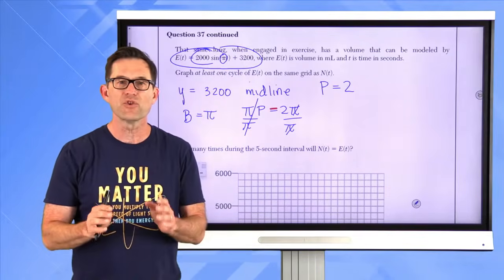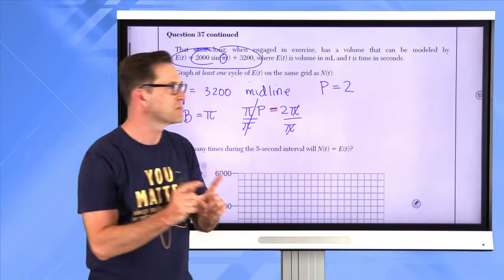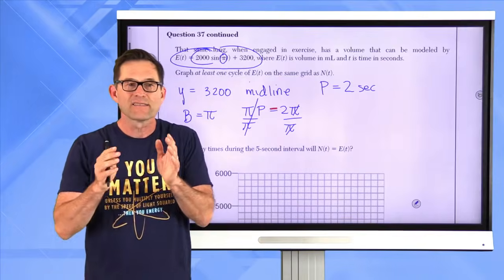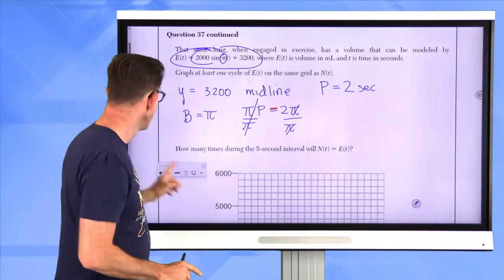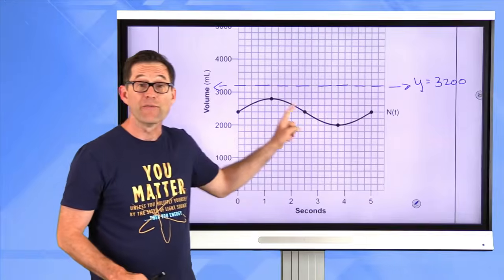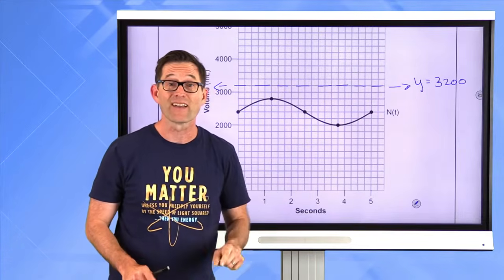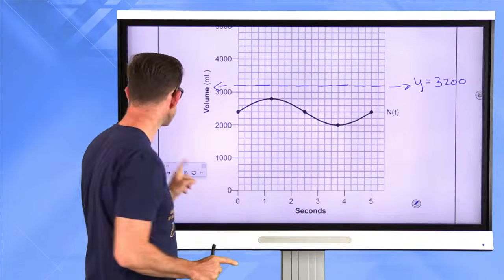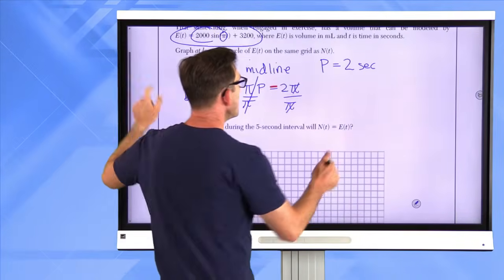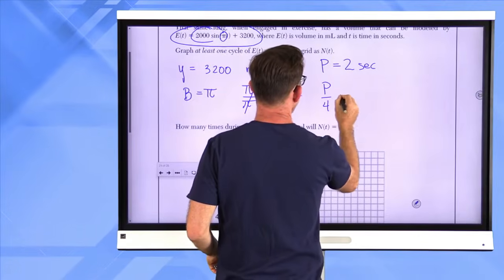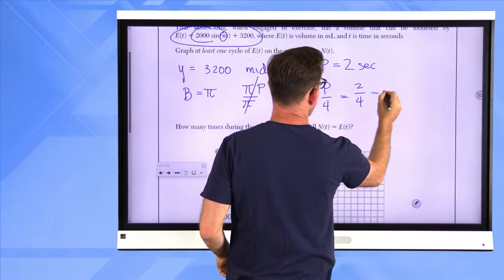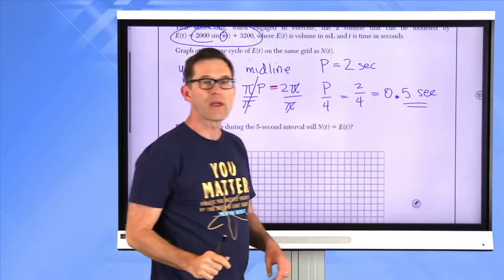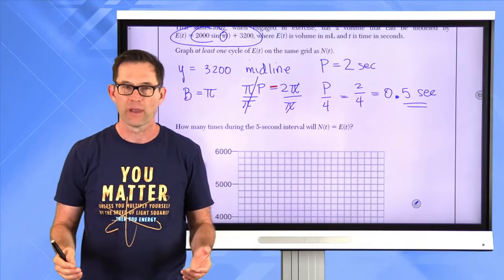That means every 2 seconds a complete cycle is going to go through. Remember, in the original one, it was every 5 seconds we were going to go through a complete cycle. Here it's every 2 seconds. Which means, and I always encourage kids to do this, do the period divided by 4: 2 divided by 4, that's 0.5 seconds. Every half second is a quarter of a period.